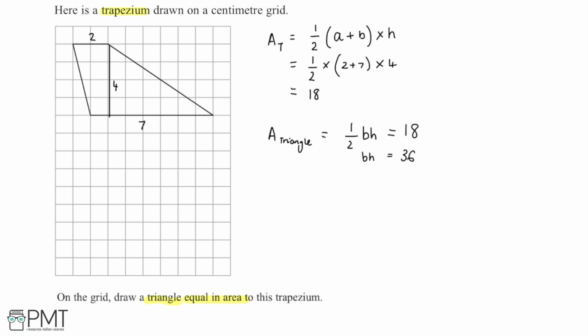And then we can basically find any two factors of 36, a factor pair of 36, so two numbers that multiply to 36, one of which will be the base of the triangle and one of which can be the height of the triangle.